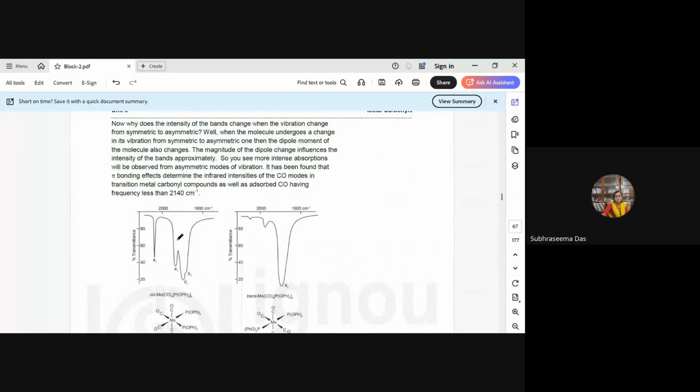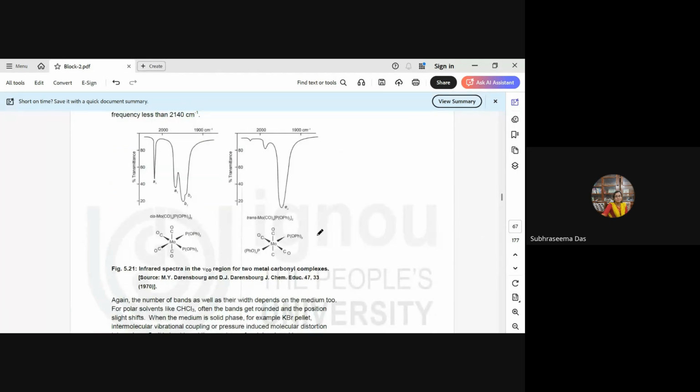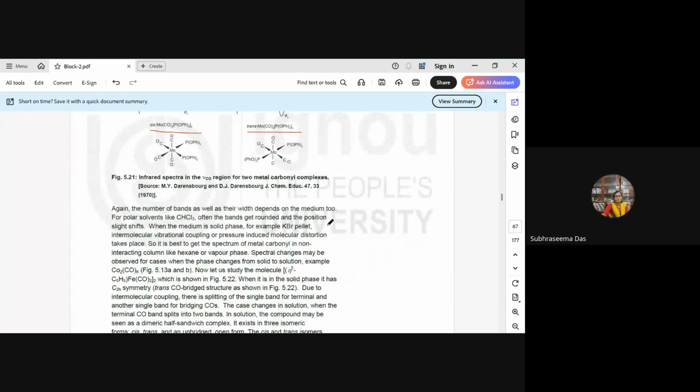Now, why does the intensity of the bands change when the vibration changes from symmetric to asymmetric? When a molecule undergoes a change in its vibration from symmetric to asymmetric, the dipole moment of the molecule also changes. The magnitude of the dipole change influences the intensity of the bands approximately. So we see that more intense absorptions are observed from asymmetric vibrations. It has also been found that pi bonding affects the intensity of absorptions. Here two infrared spectra for two different metal complexes, one cis and another trans, have been shown.